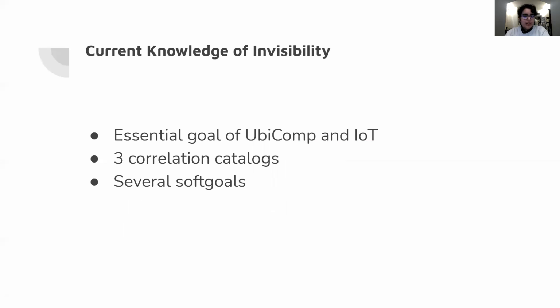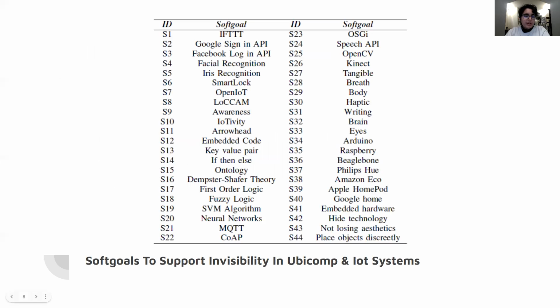Invisibility contains several soft goals, which is a collection of concepts and strategies related to the NFR and how to achieve it. Several soft goals have already been recorded for invisibility. There are quite a few soft goals listed here. They're broken down into specific strategies such as facial recognition, which is used to help identify the user and unlock the device with minimal user effort. These will be used in order to find the correlation between invisibility and other NFRs.